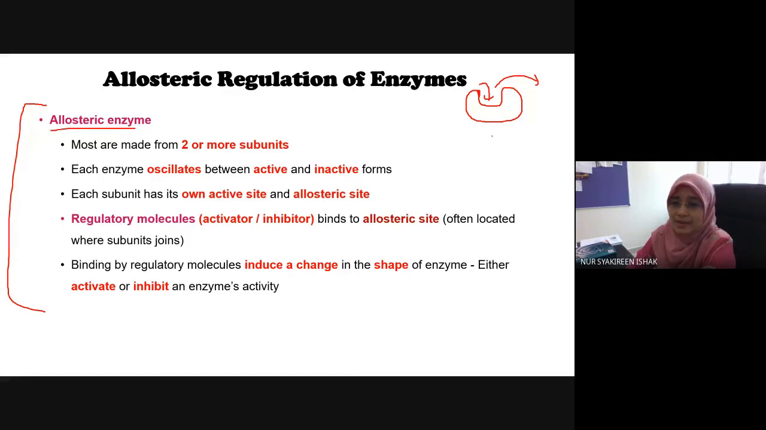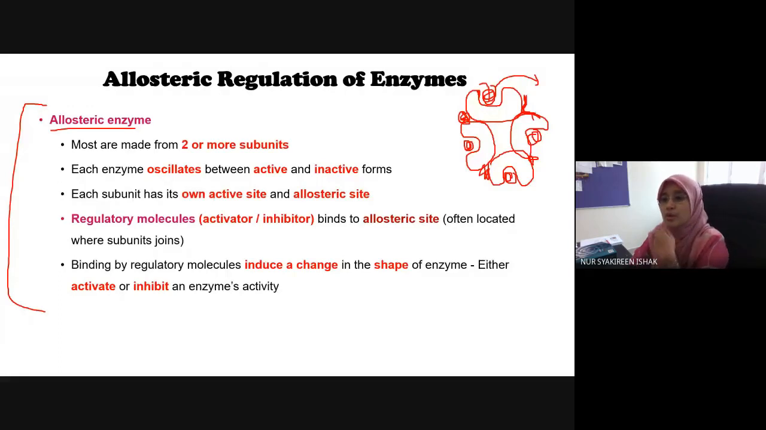But for allosteric enzymes, they have two or more subunits, more than one, like this. Basically, they have more than one subunit, but they will bind to the same substrate. Okay, so these are the substrate. The point where the subunits meet, here, we call it the allosteric site. So this is where the regulatory molecule will bind to.